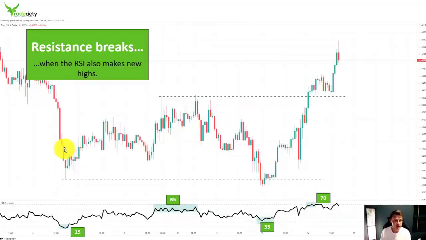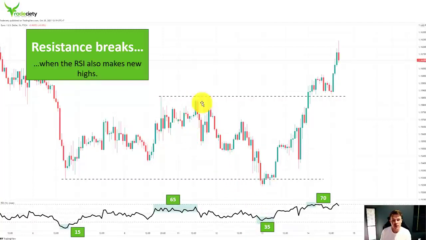Here is another very interesting case study. So on the left, the market was here in a downtrend. And at the bottom of the downtrend, the RSI made a low of 15, which is a very bearish setup and a signal. And the market came back to this level a second time, tried to actually break out, but the RSI was at 35, so significantly higher.